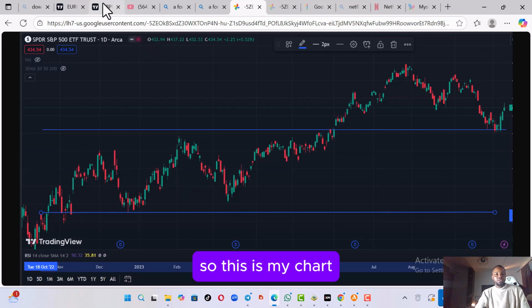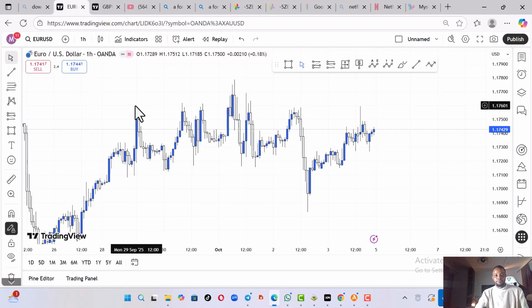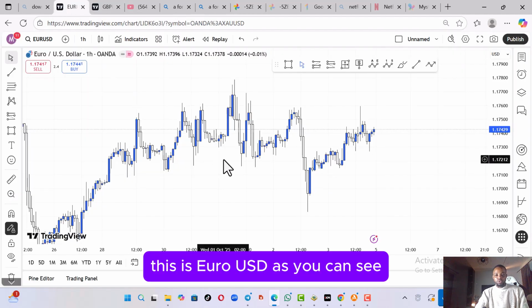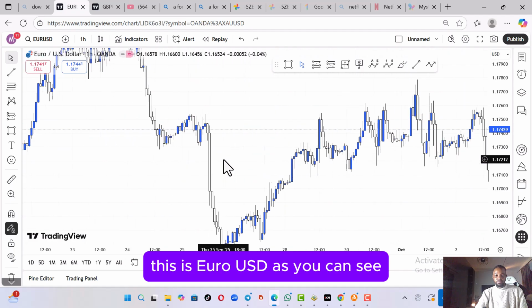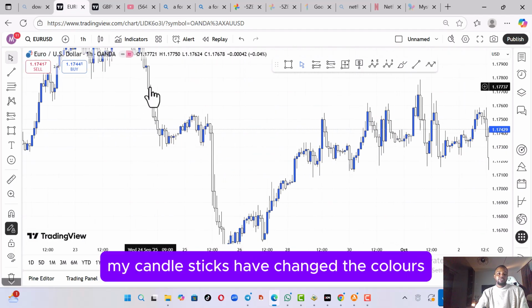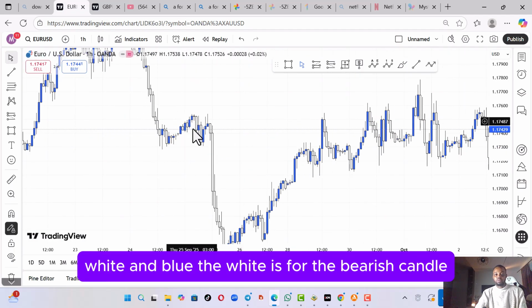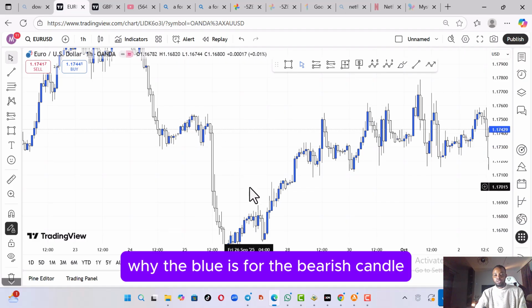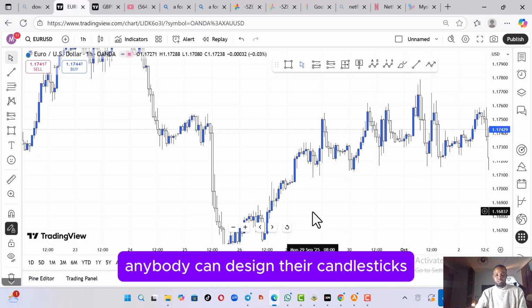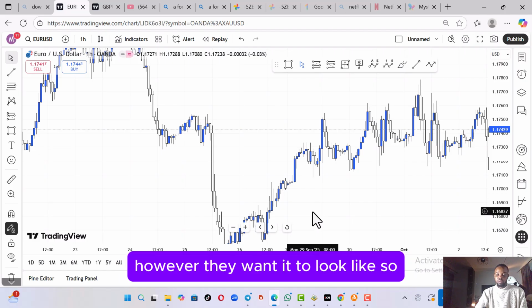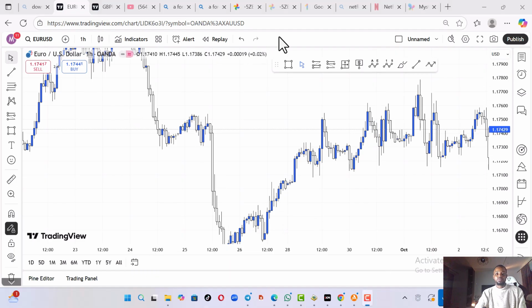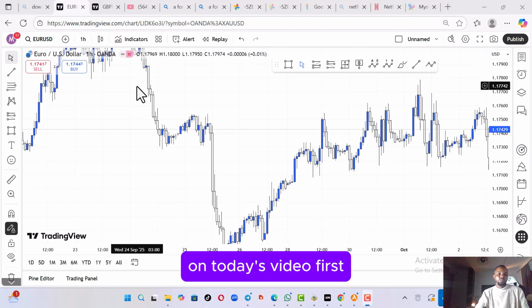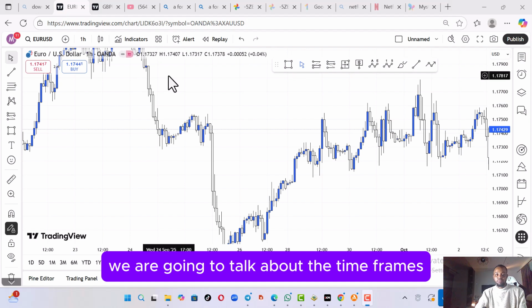So this is my chart. This is EUR/USD. As you can see, my candlesticks, I've changed the colors to white and blue. The white is for the bullish candle, while the blue is for the bearish candle. Anybody can design their candlesticks however they want it to look like. So on today's video, first we are going to talk about the time frames.